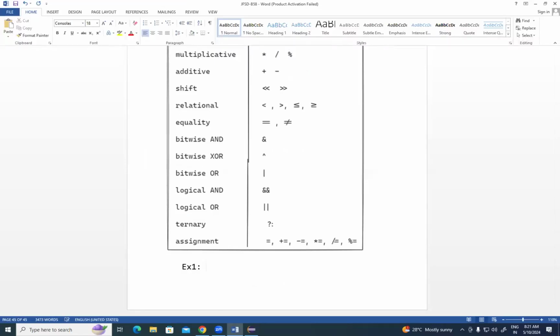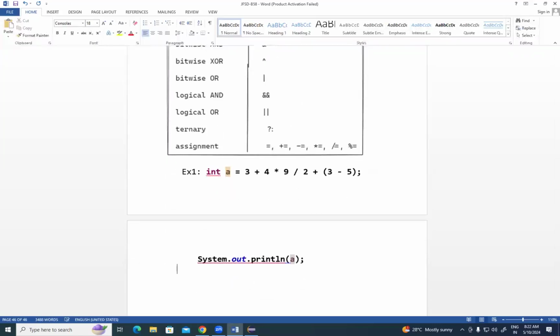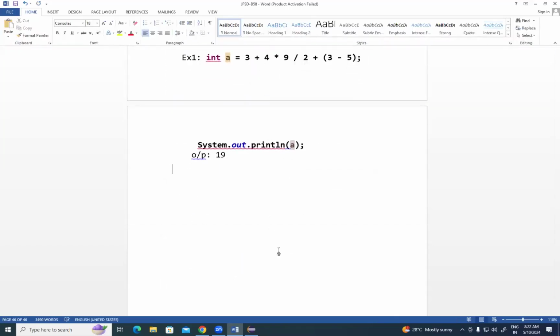Example 1. What's the output here? 19. Am I clear, folks? Let's try with the next example.